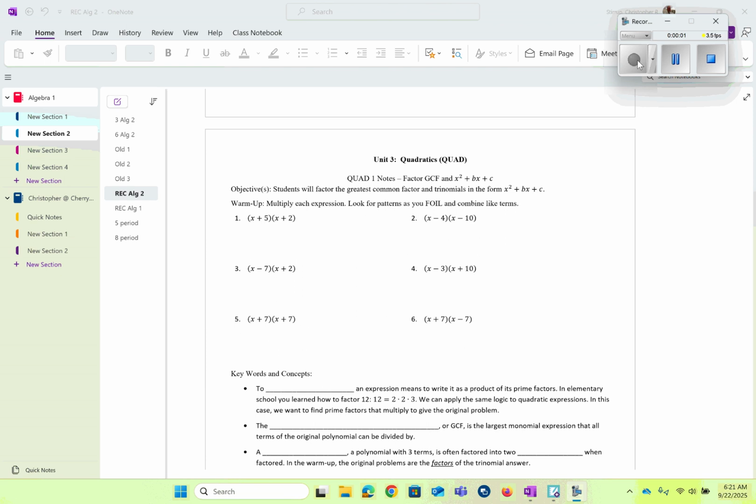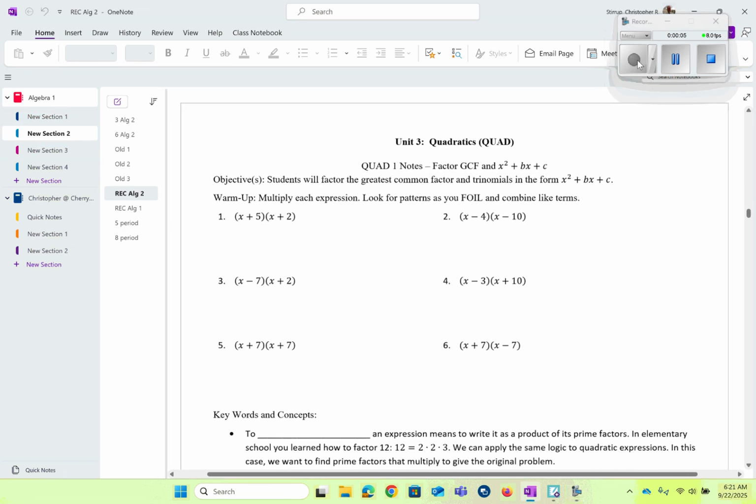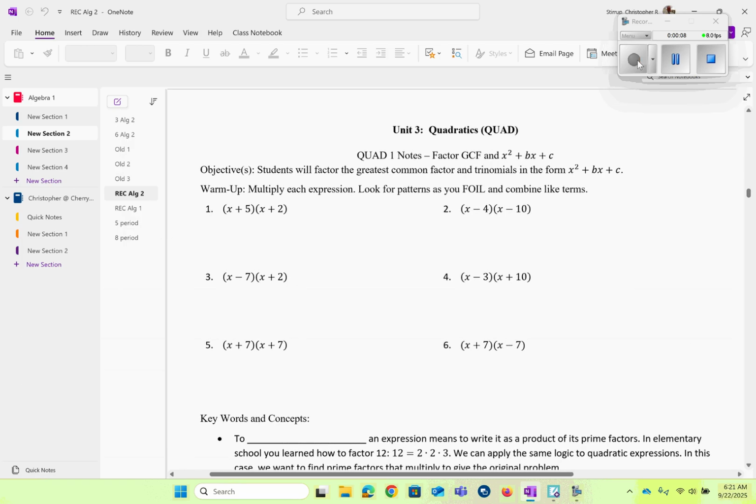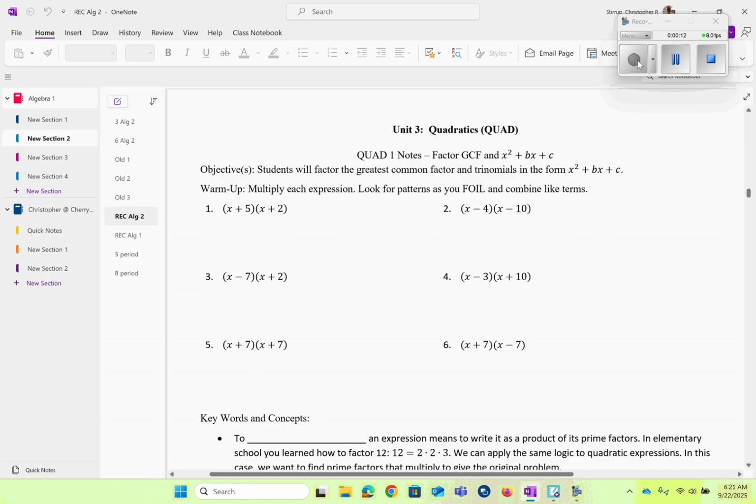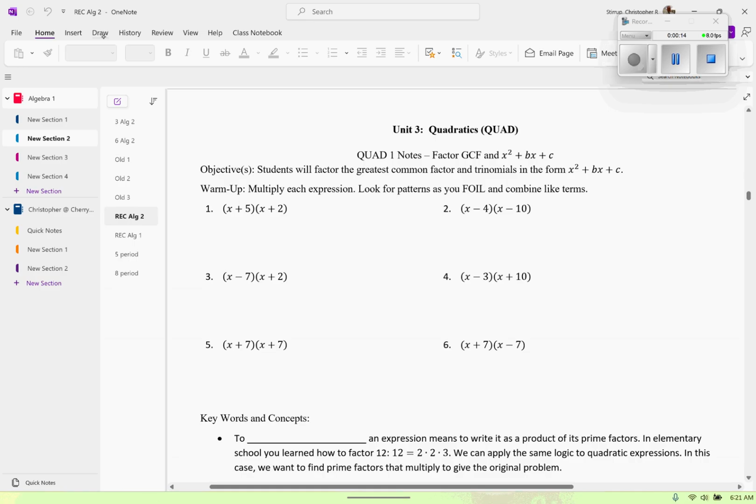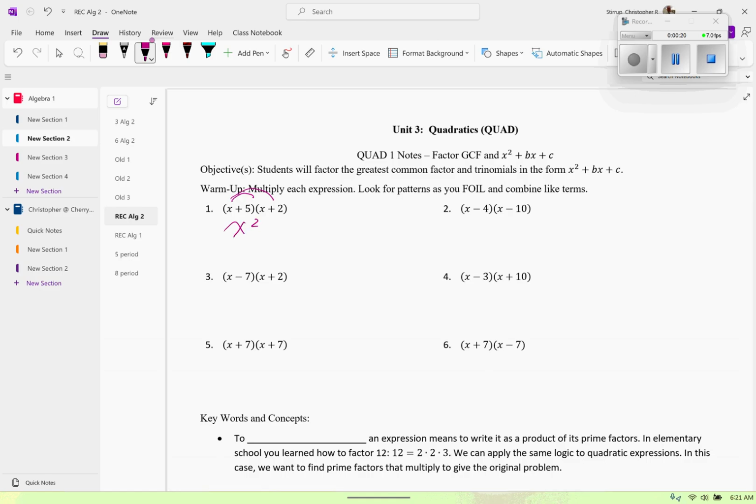Hi, Algebra 2. We're going to start our next unit, which is called quadratics. All right, so these first few are just FOILing, which is that double distribute, which you've probably done in Algebra 1, probably maybe even before. So double distribute: x times x is x squared, x times 2 is 2x, 5 times x is 5x, that's 10. Combine those like terms, so I get x squared plus 7x plus 10.